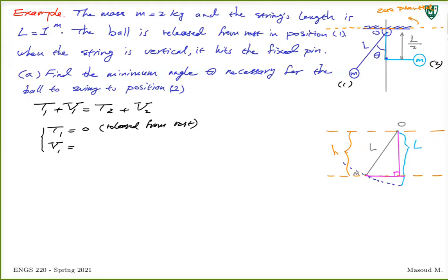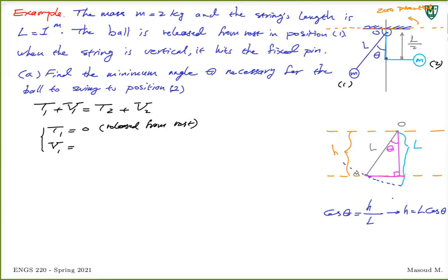This is a right triangle. This angle is theta. The hypotenuse is L. So what I'm trying to find is H, H being the adjacent. You can start with the definition of cosine. Cosine theta is equal to whatever is adjacent over hypotenuse. That means H is equal to L cosine theta.